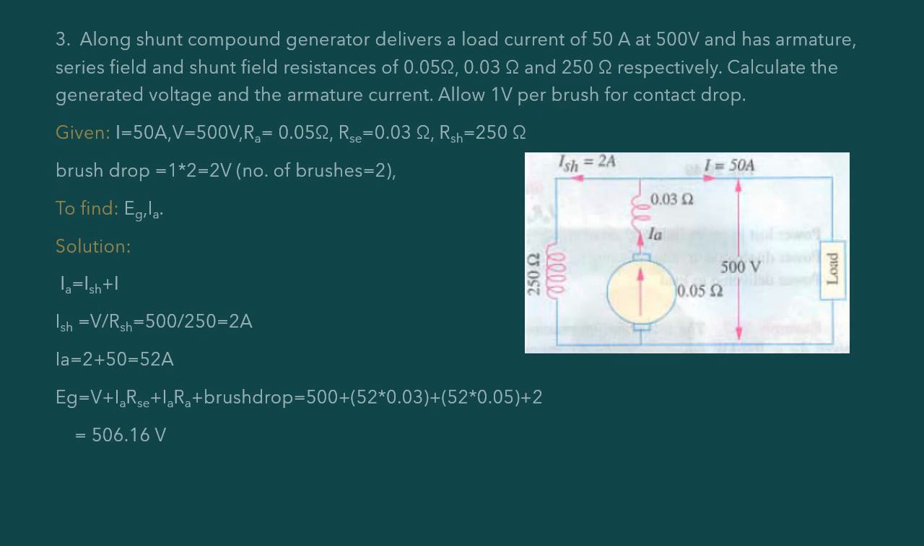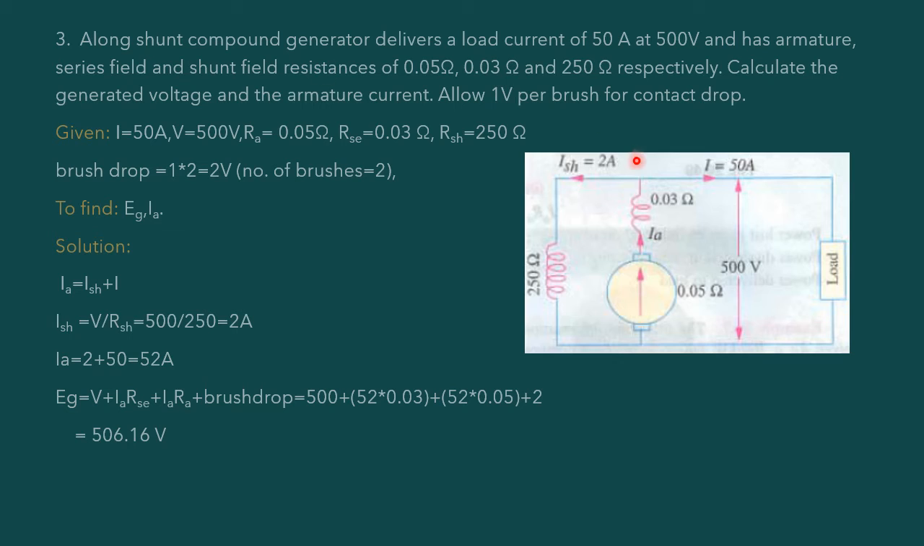Now let us move on to the third problem. Here a long shunt compound generator delivers a load current of 50 amps at 500 volts and has armature. So load current is given as 50 amps, the load voltage V is 500 volt. Here the load current, that is I, is equal to 50 amps. Here this is a long shunt generator. First we have to draw the long shunt generator diagram.